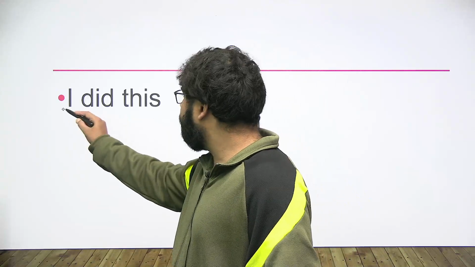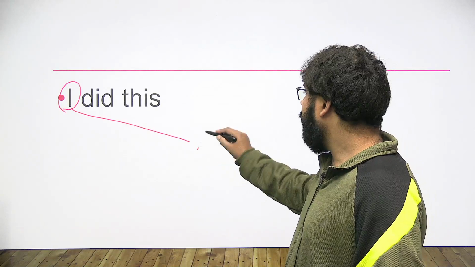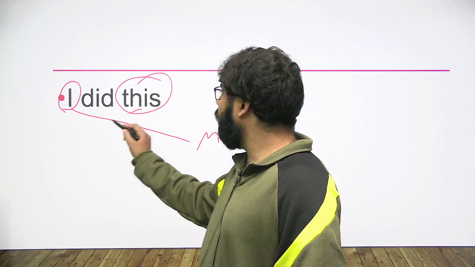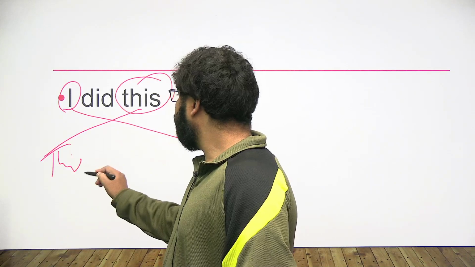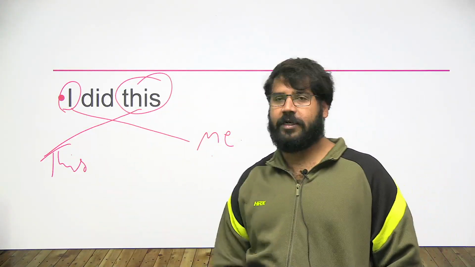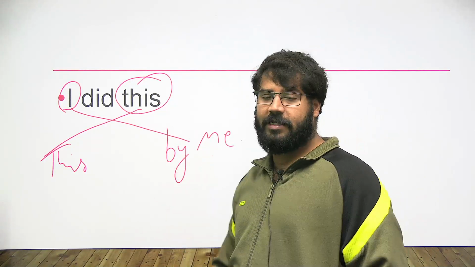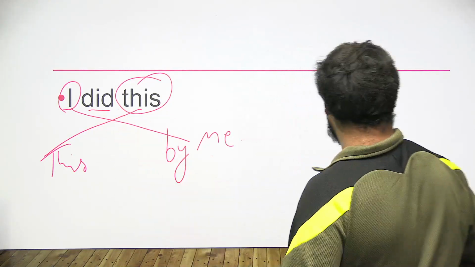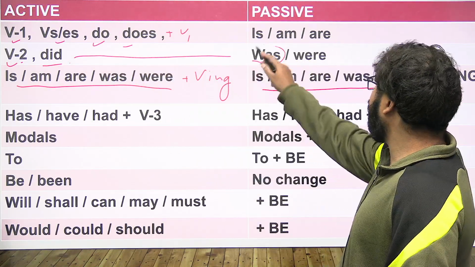When the subject is given, you will have to place it in the place of the object, and it will be converted into the objective case. And when the object is here, you will have to write it in the place of the subject, in capital letter. Then, I told you that you can use by, as I have written in the chart. After seeing the chart, you will see that did is converted into was.